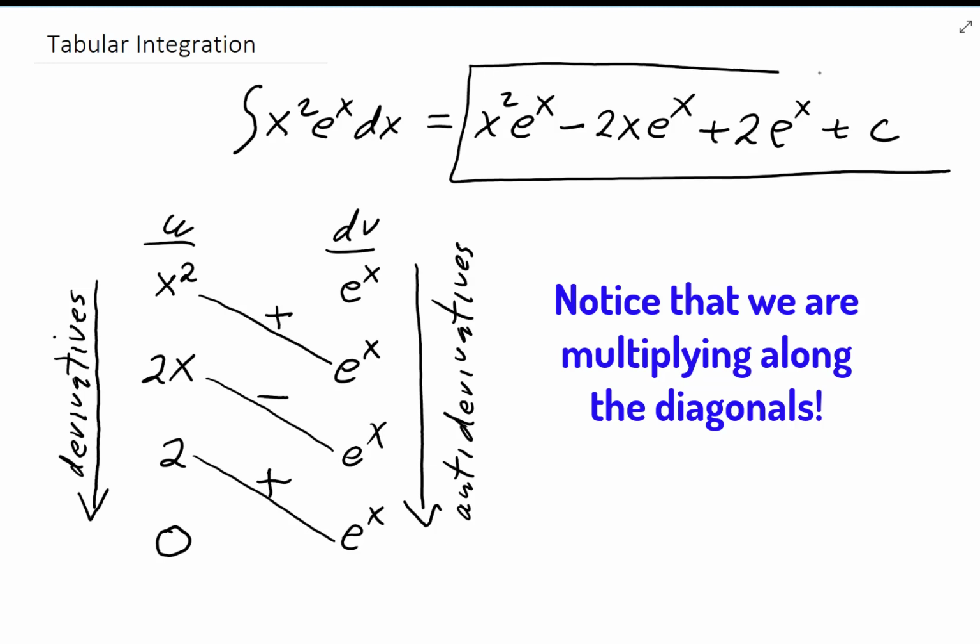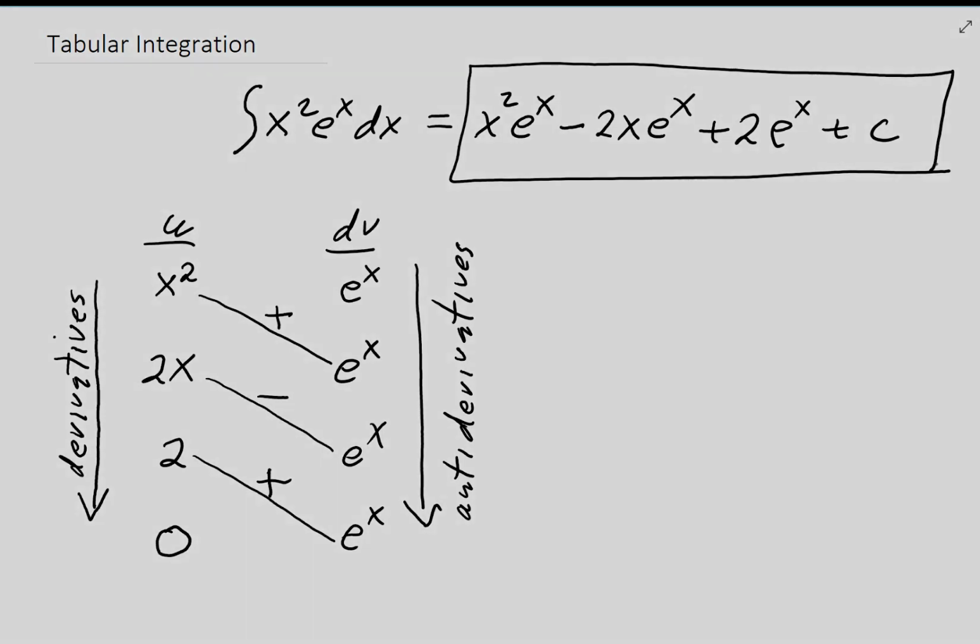There's our antiderivative. And if you want, you can compare this to the antiderivative we got in the previous example. You see, it's much quicker doing tabular integration. Okay, well, that's it for tabular integration.